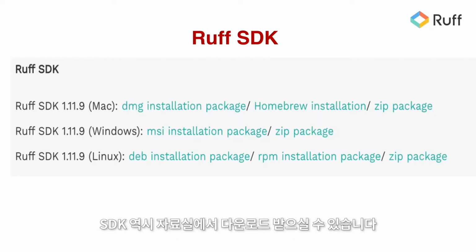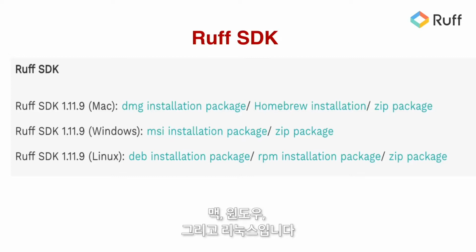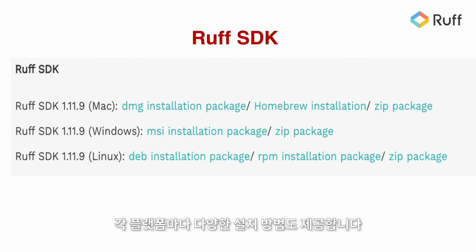We can also see on this download page, our present Ruff SDK supports 3 types of common operating systems: Mac, Windows, and Linux. And there are many installation methods on each platform.